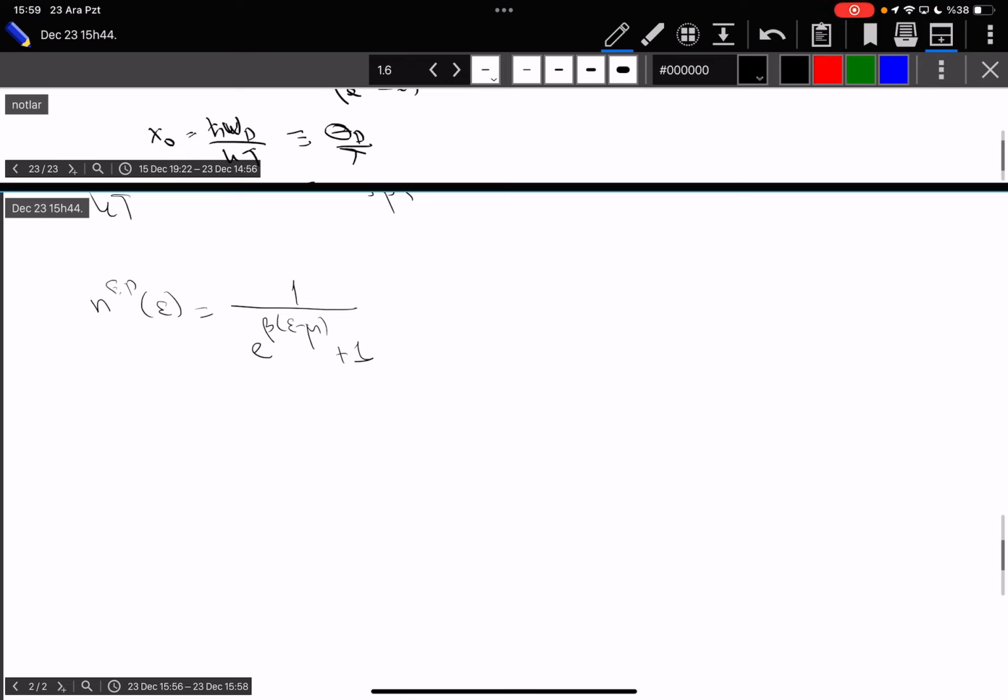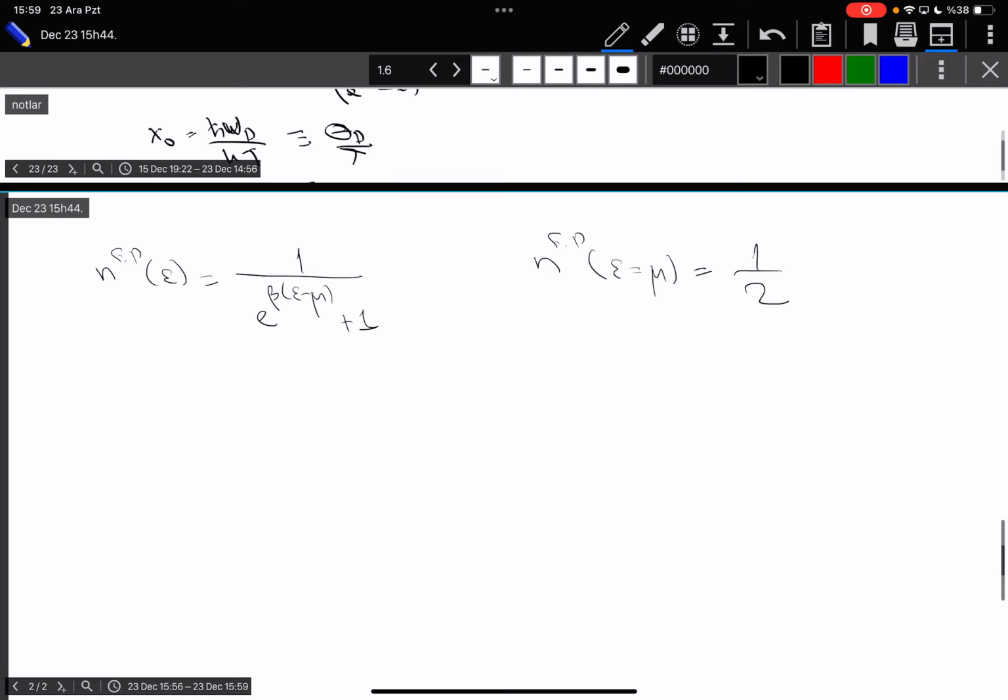But now, if you just put epsilon equal to mu, you get 1 over 2. When epsilon is equal to mu, again, that exponent is 1, so we have 1 over 1 plus 1, 1 over 2. So the average number of particles in the state with energy epsilon equal to mu, if there is such a state, would be just 1/2. So there's no problem having epsilon equal to mu, and hence mu can be positive or negative. We don't really have any restriction over here.